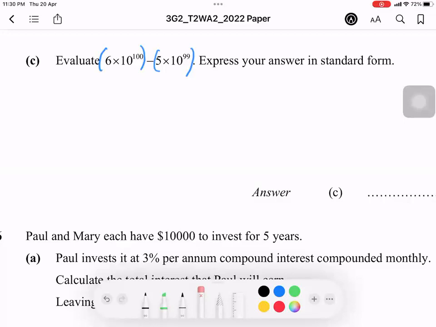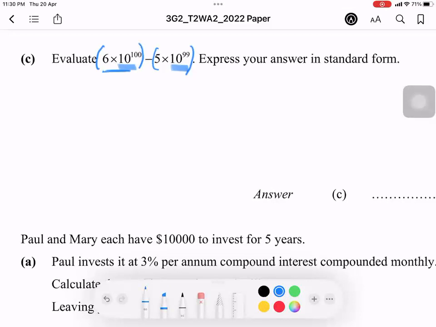No wonder. Okay, you notice that my calculator doesn't work, right? Maybe because the number is too large for the calculator to function. So in this case, what are we going to do now? What we can do is you notice that 10 to the power 100 and 10 to the power 99, this number over here can be split up into 6 times 10 times 10 to the power 99.